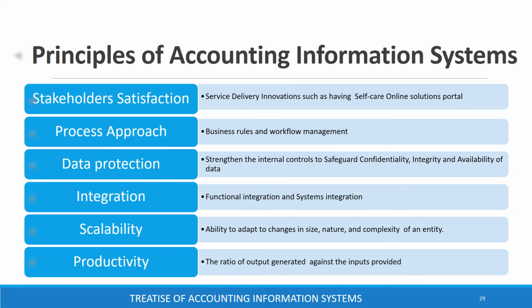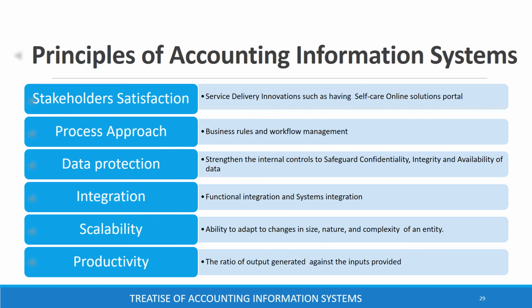The principles of accounting information systems are stakeholder satisfaction, process approach, data protection, integration, scalability, and productivity. Stakeholder satisfaction is achieved through service delivery innovations such as having a self-care online solution portal. Process approach is achieved by ensuring that accounting software observes business rules and workflow management. Data protection involves strengthening the internal controls of an accounting system, such as use of passwords and encryption, to safeguard confidentiality, integrity, and availability of data.